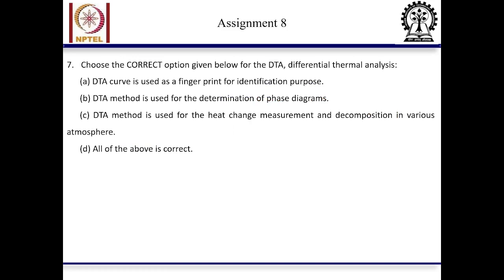Choose the correct option given below for the DTA, differential thermal analysis. DTA curve is used as a fingerprint for identification purpose. DTA method is used for determination of phase diagram. DTA method is used for the heat change measurement and decomposition in various atmospheres. And all of the above is correct.